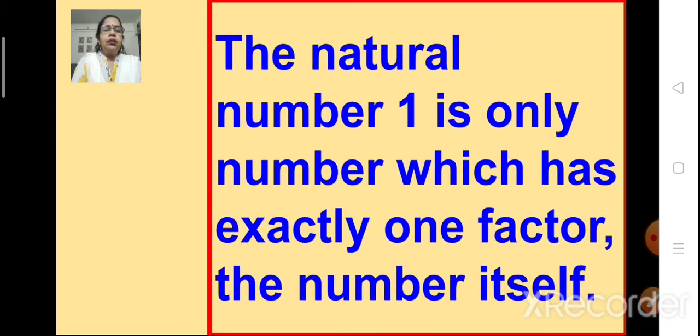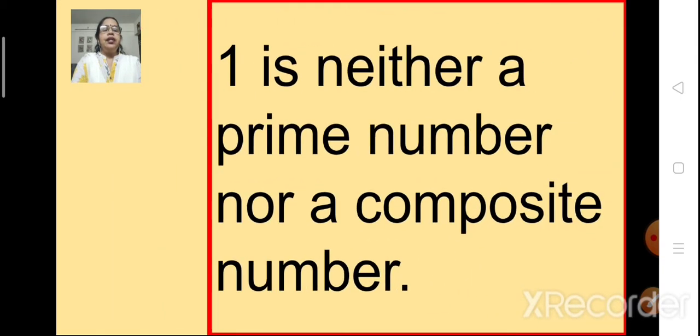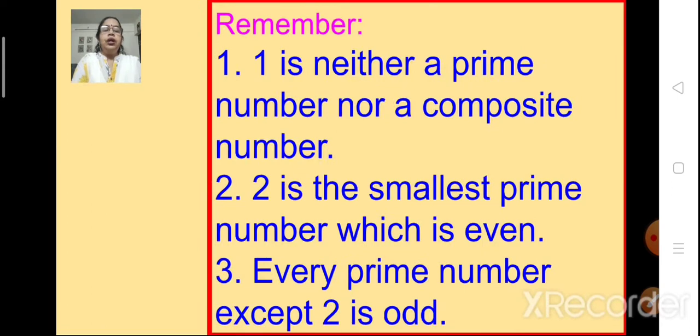And what about 1? 1 is a natural number which is divisible by only itself. It has only one factor, that is number itself. 1 is considered neither a prime number nor a composite number. Now let's try to remember these points about the prime numbers. 1 is neither a prime number nor a composite number. 2 is the smallest prime number which is even. Then every prime number except 2 is odd.